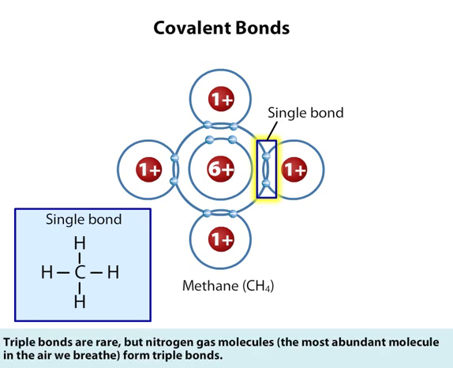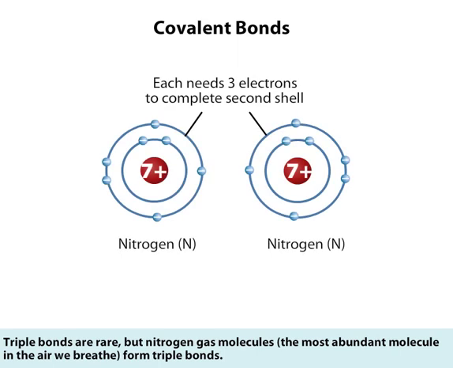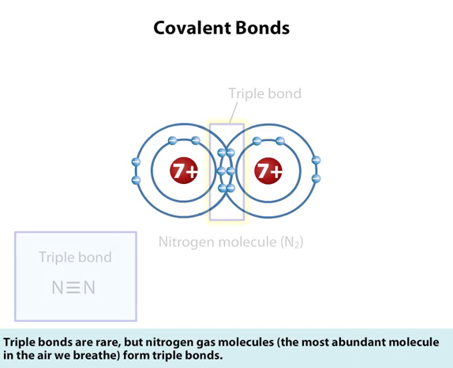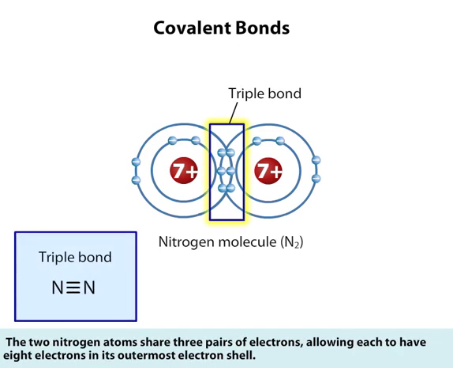Triple bonds are rare, but nitrogen gas molecules, the most abundant molecule in the air we breathe, form triple bonds. The 2 nitrogen atoms share 3 pairs of electrons, allowing each to have 8 electrons in its outermost electron shell.